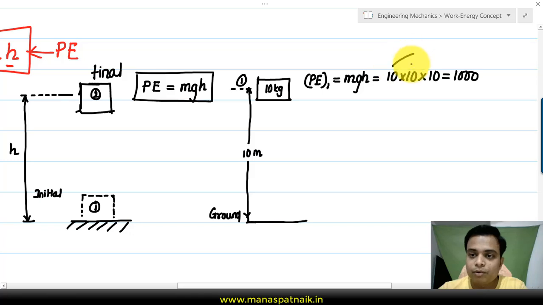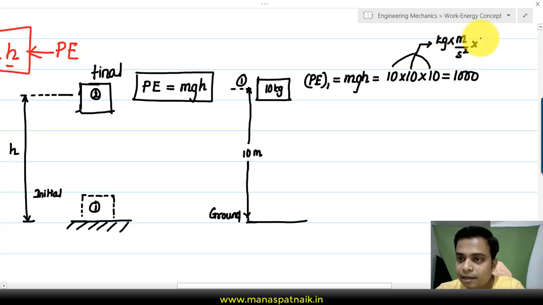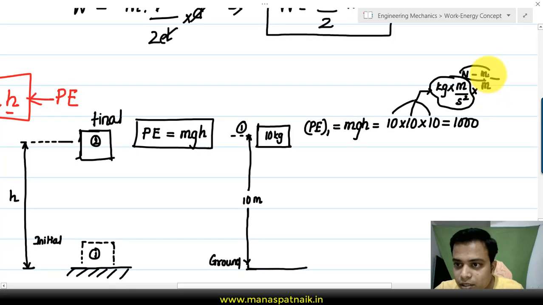Okay, if you were to work out the units, it's going to be something like this. M is nothing but kgs, multiplied by acceleration due to gravity, which is in meters per second square, multiplied by H. What's H? H is nothing but meters, simply, right? This over here, guys, is nothing but newtons, and this is nothing but meters, and Newton meters collectively can be written as joules. So this block right here in position 1 is having a potential energy of 1000 joules.